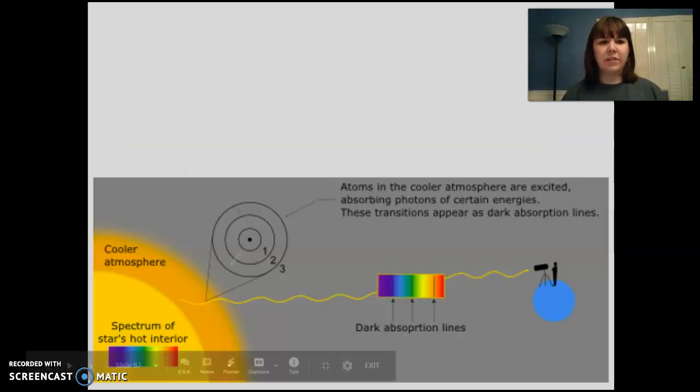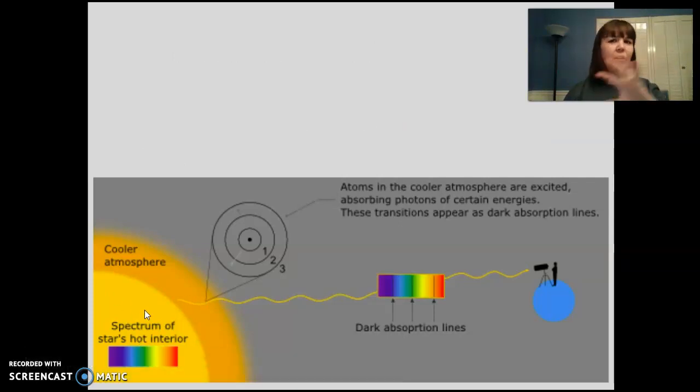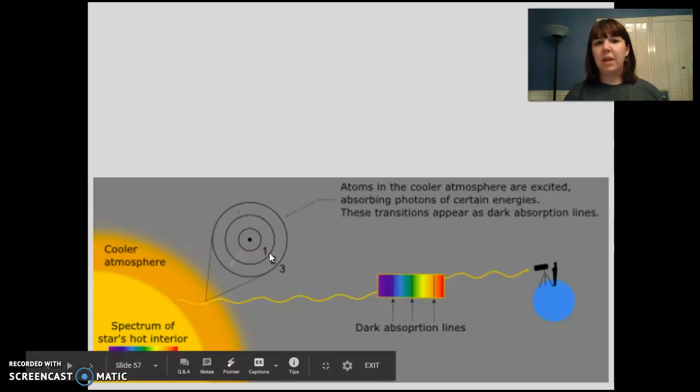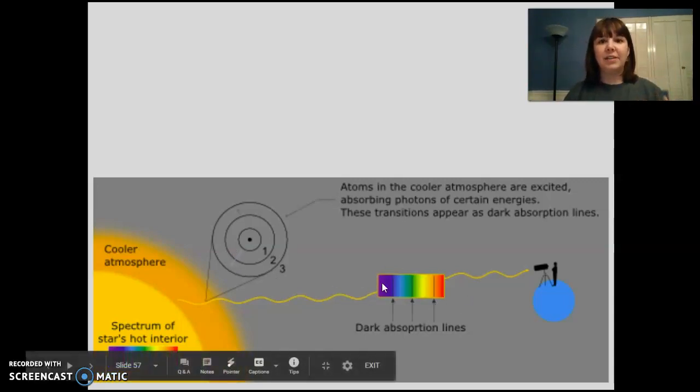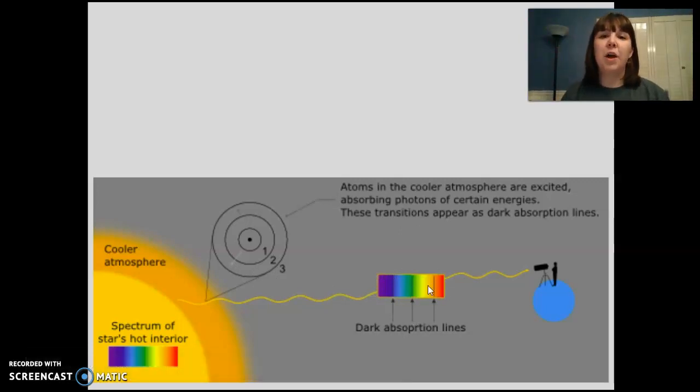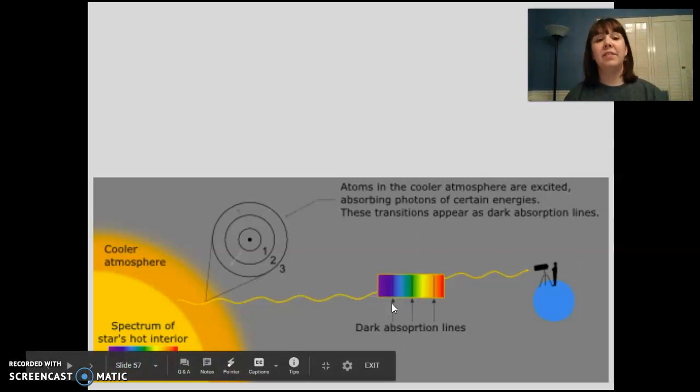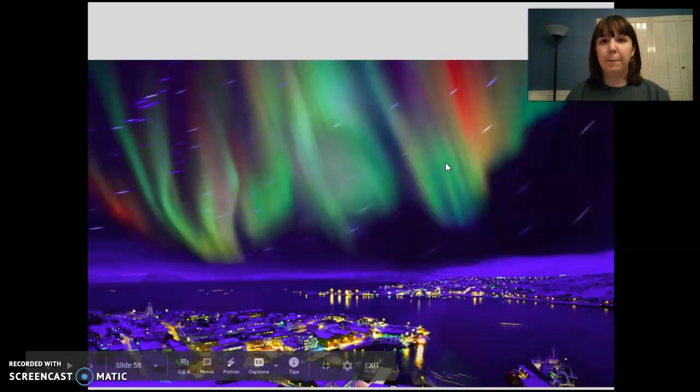So this is kind of what it looks like. The sun's hot interior should be sending us the entire spectrum, the entire electromagnetic radiation spectrum. But this cooler atmosphere out here has atoms whose electrons get excited by that energy that's coming from the interior, and they jump orbital levels. When they jump orbital levels, they're taking that energy out so it doesn't make it to us. So those dark lines you see that are missing match up with the emission spectra of known elements like hydrogen or helium. So we see the absorption lines. That gives us the signature of what's over here in this atmosphere.